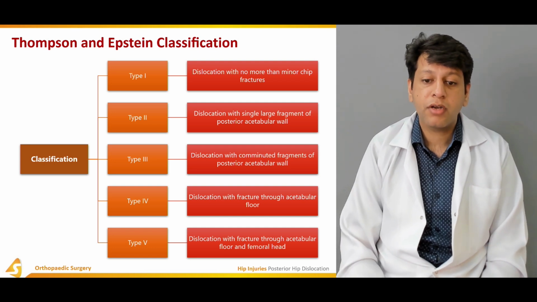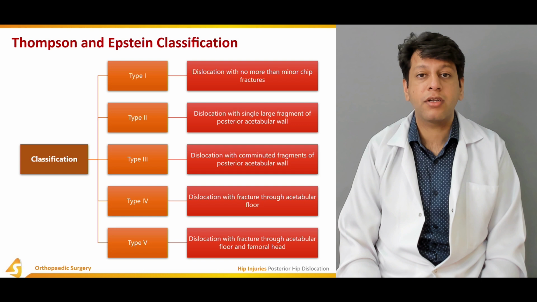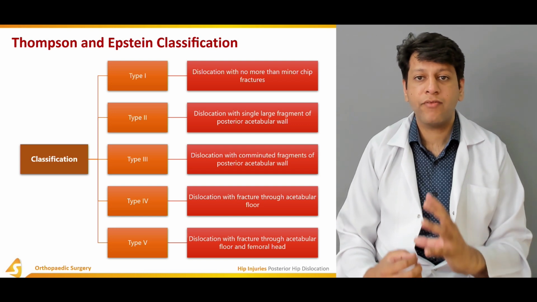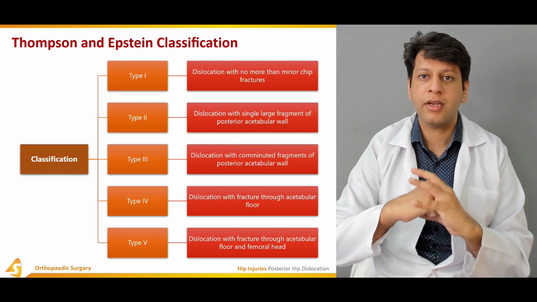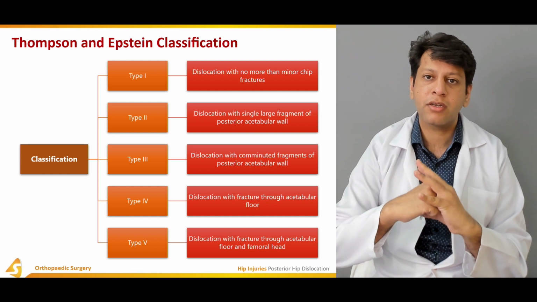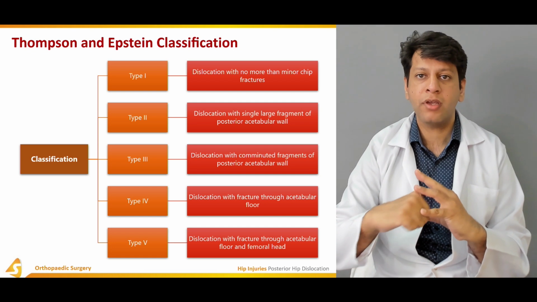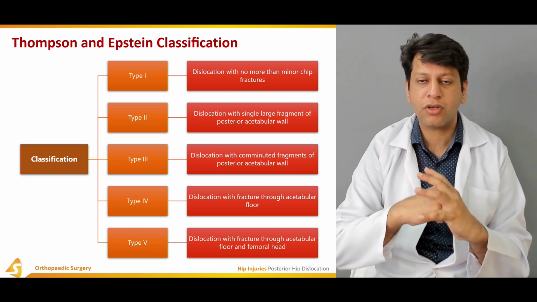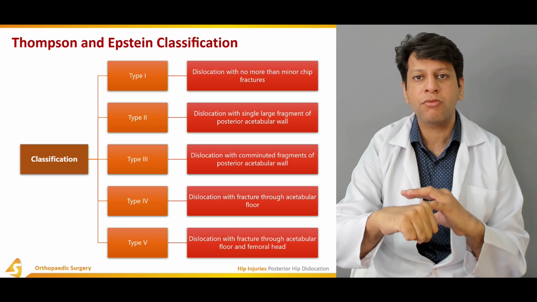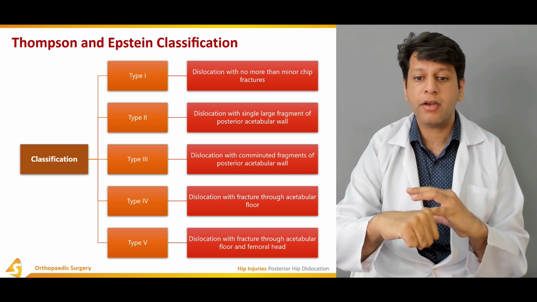What is important to remember here is that, as if this is the acetabulum and the head is inside, as it goes out, it can take a chip out of it. If it takes a large bony piece, it becomes type 2. If it is associated first with a comminuted fracture and then the head comes out, this will result in a type 3 fracture.